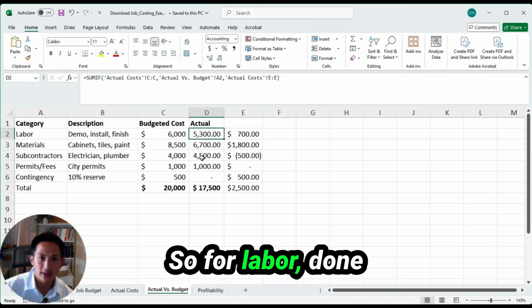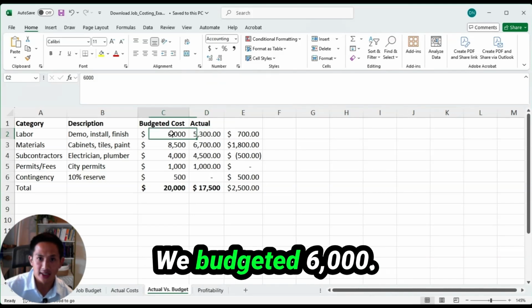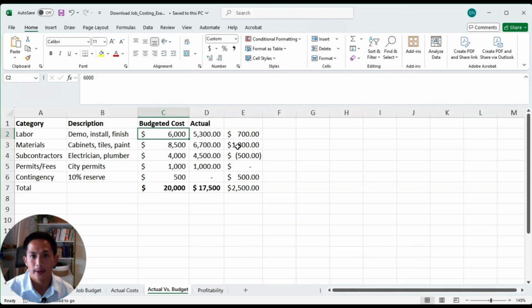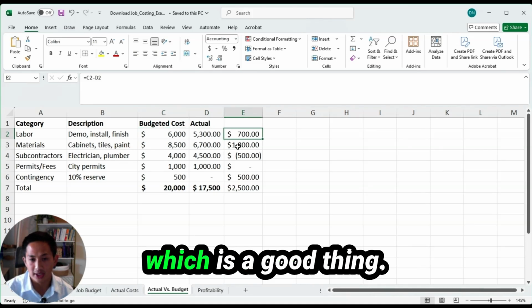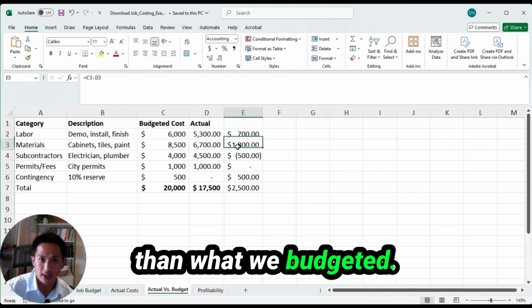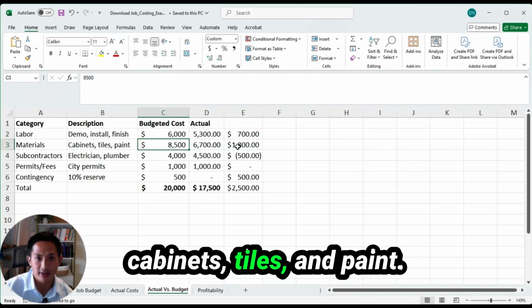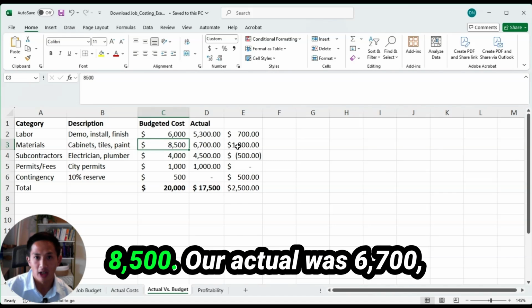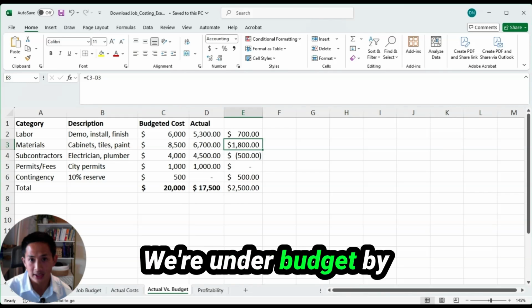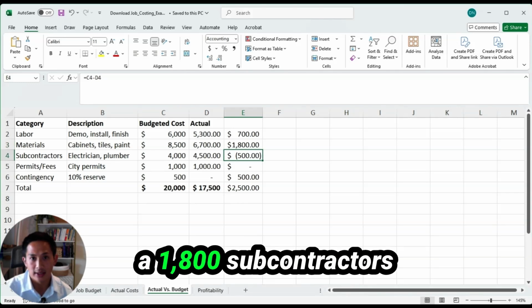So for labor, demo, install, and finish, we budgeted $6,000. Our actual cost was $5,300. A difference of $700, which is a good thing. So we spent $700 less than what we budgeted. Same with materials for cabinets, tiles, and paint, $8,500. Our actual was $6,700. And our difference was $1,800, which is a great thing. We're under budget by $1,800.